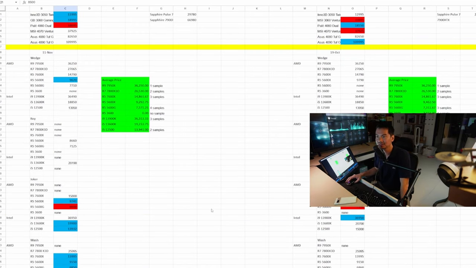Onto the CPU side of things, not much change from Wedge and from Roy. From Joker, price decrease for the 13600K, from the 5600X, and for the 12500. And we had the most number of price decreases this month for CPUs from Wash with 4 price drops and no price increases. Prices for CPUs are generally more stable compared to GPUs. The hit to the price of the 13th gen is probably expected considering that 14th gen already came out.